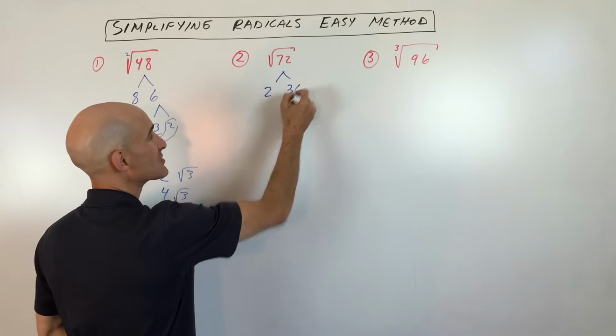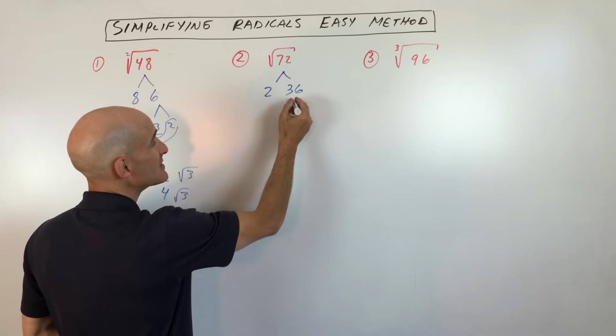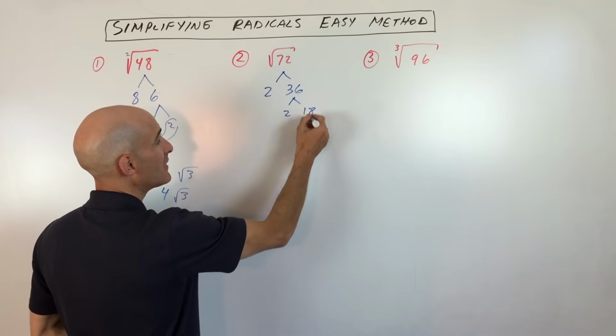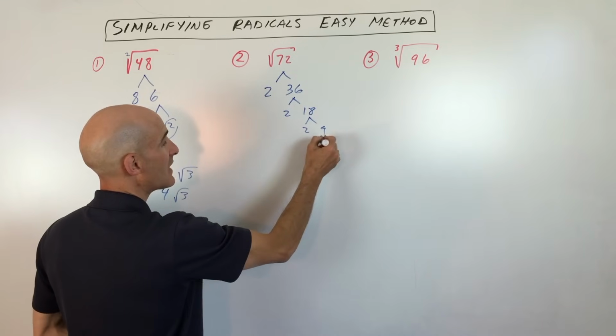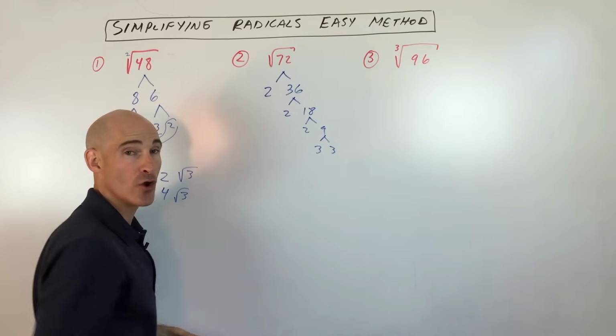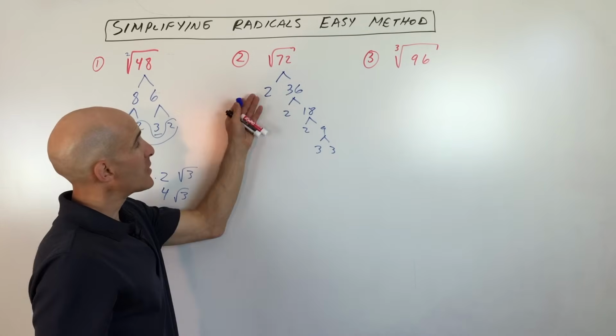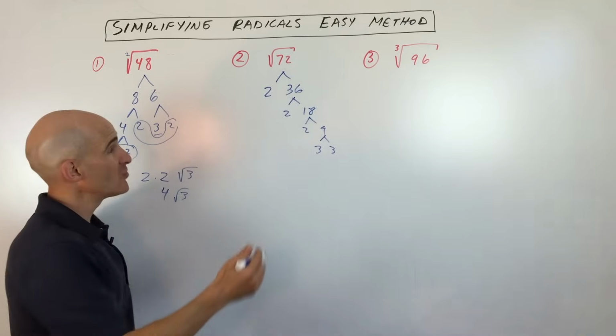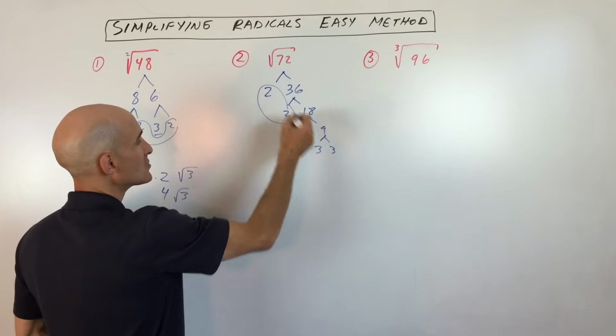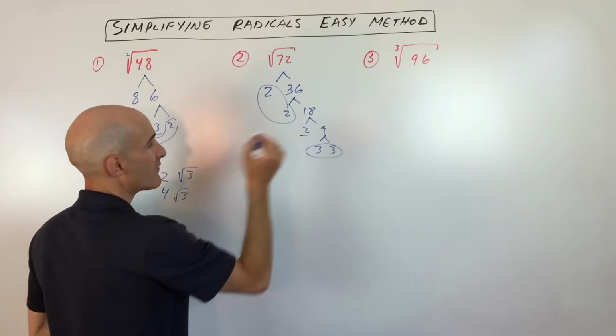So you could write this as 2 times 36. This is even, you could divide it by 2 again. This is even, you could divide it by 2 again. And then once you get down to some smaller numbers, you'll know what goes in from there. But you're looking for, again, a pair, 2 of the same number. So we've got a pair of 2s. We've got a pair of 3s, and we have that 2 left over.